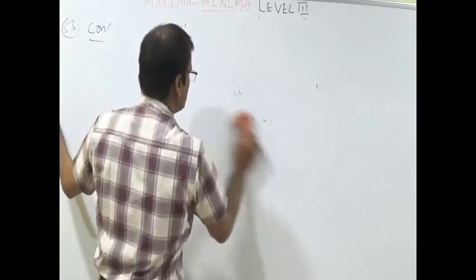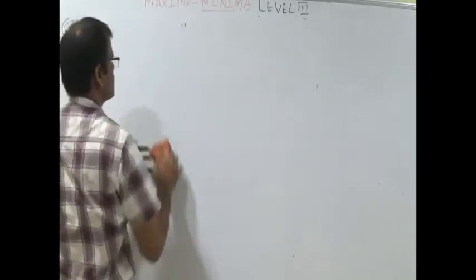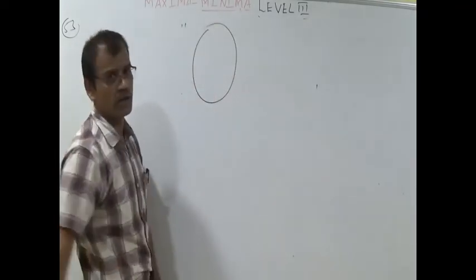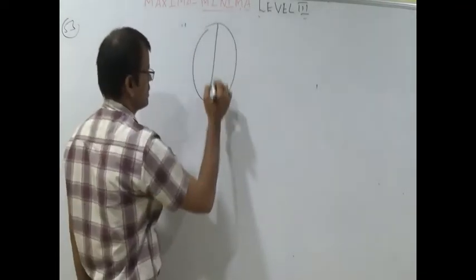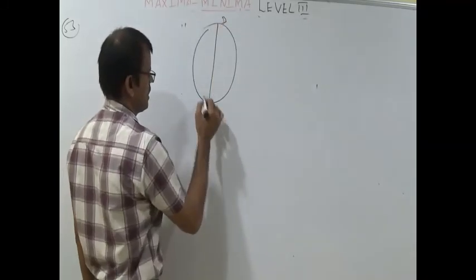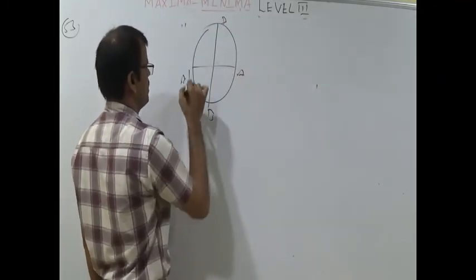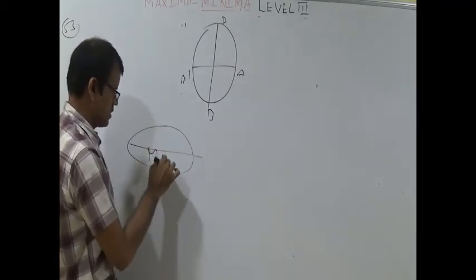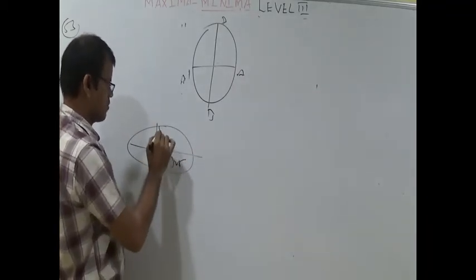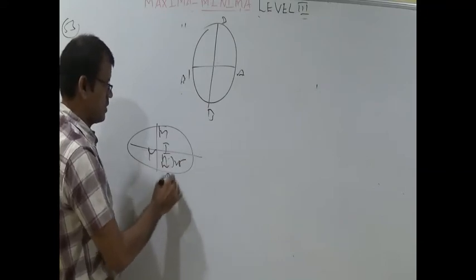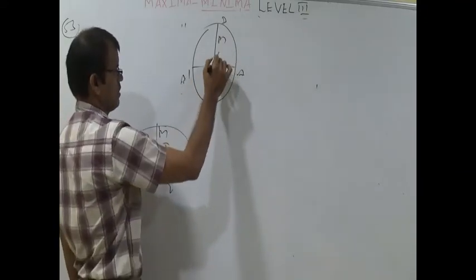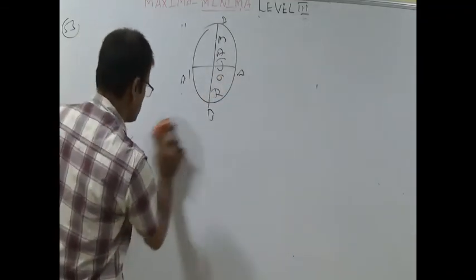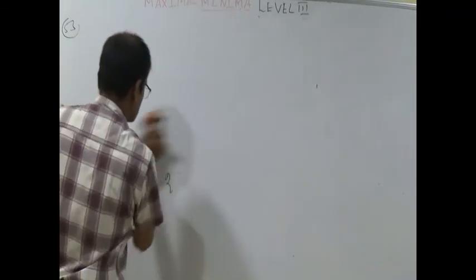Now, students, if a is less than b, that is called a reverted or inverted ellipse. This becomes b, the major axis, and this becomes a, the minor axis. In the general ellipse, this is the major axis and this is the minor axis. This is called a reverted or inverted ellipse. Now, let us discuss the sum.